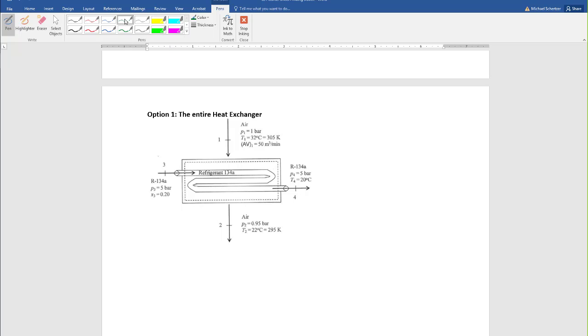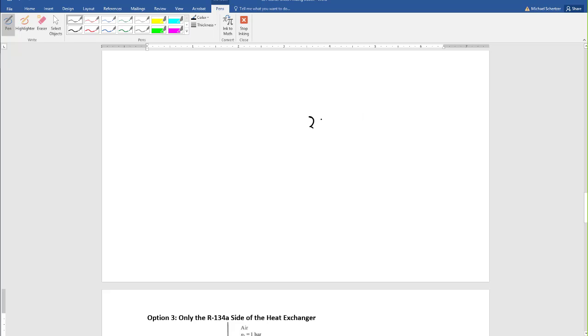If I have the ability and I'm doing a second law analysis, I want to take the entire heat exchanger as my control volume, if that's possible. If I know enough information to do that, I'll show you why my life gets easier when I do this. So here is my equation, my second law.